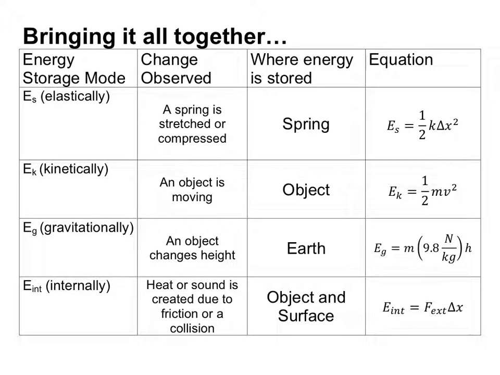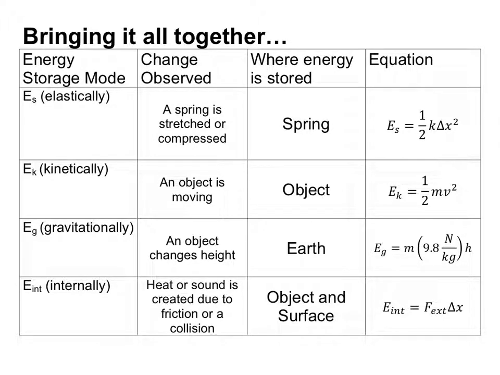Okay, so moving forward and collecting everything that we just talked about, here we've got our energy storage modes in our leftmost column. These are the terms that we're going to be responsible for knowing how to use, and the different ways that energy can be stored. So we have energy stored elastically in a spring, kinetically in a moving object, gravitationally in an object that has some type of height, and energy stored internally due to friction.